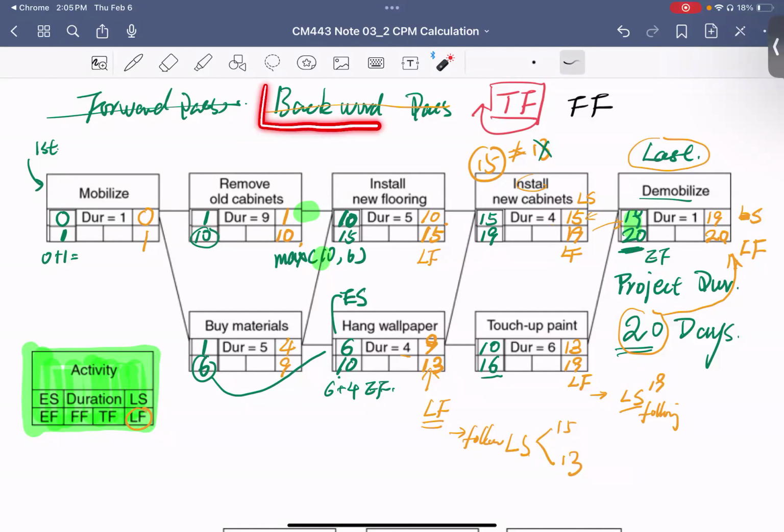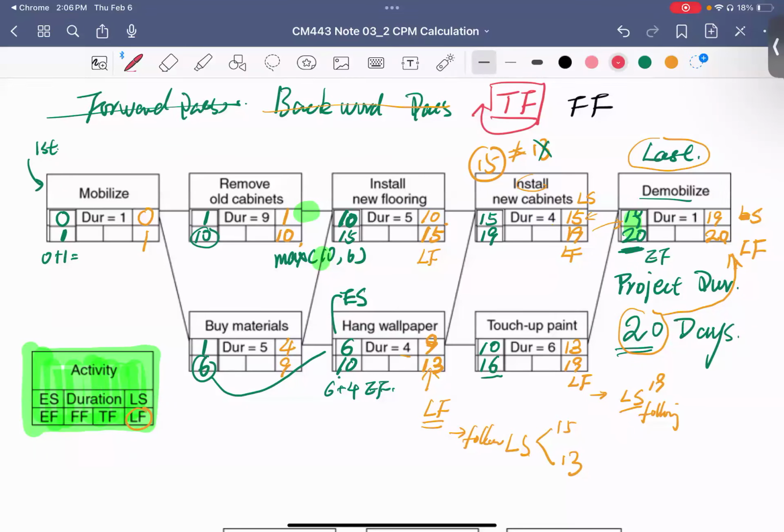If you're looking for the backward pass, that means your late finish time will always be the lowest number of your following activities' late start time, because you cannot use the maximum one. If you use the maximum one, then maybe some of your activities cannot start. You can start some, but some of them cannot. If using the smallest one, that makes sure everything following you will be able to start. Does that make sense? Yes, it does. Thank you. Okay, great.